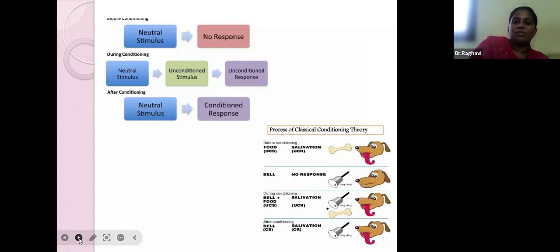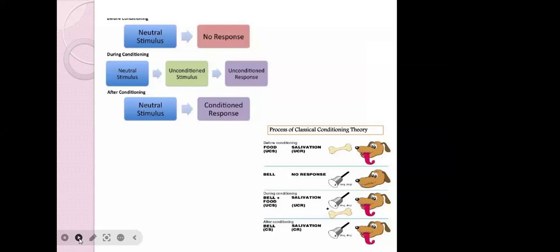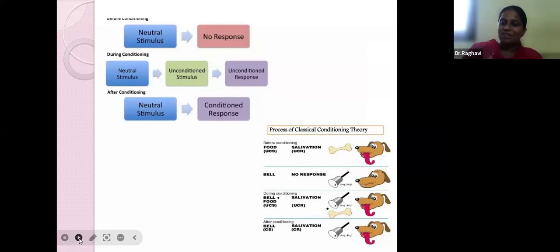So the story is all about this: you ring a bell, keep a bone in front of the dog, it will come and eat it. When you repeat this, you keep ringing the bell, you keep the food for the dog, and it comes and eats. At one point in time, because it is conditioned now, if you just ring the bell and you're not keeping any bone for it, what will happen? The dog will salivate in anticipation of the food. It will expect that the bell has rung and there is going to be some food in front of it. So that is what this theory is all about.